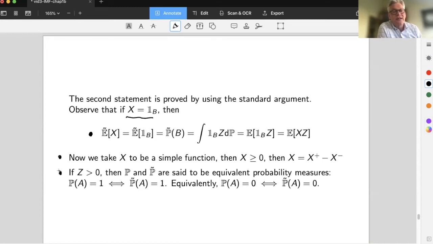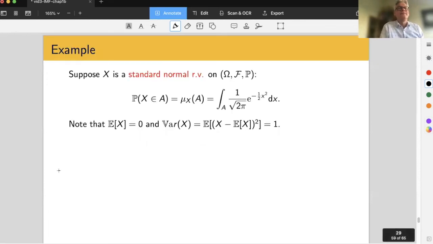If Z is positive, then P and P tilde are said to be equivalent probability measures. If the probability of A is equal to 1, when A is a sure event, this implies that the probability P tilde of A is equal to 1. Equivalently, when P(A) is equal to 0, then also P tilde(A) is equal to 0. Now let's come up with an example.